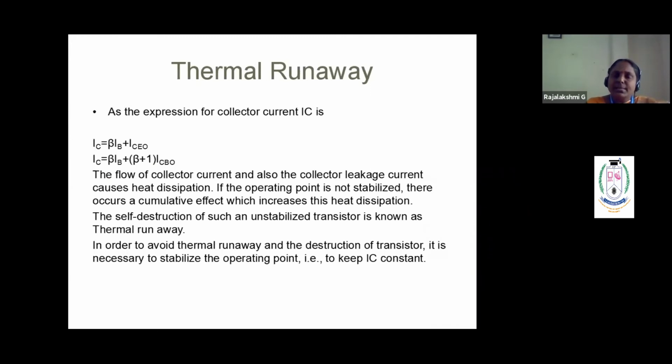So what will happen as temperature increases? The leakage current will also increase. When the leakage current increases, obviously the collector current will also increase. If ICBO is increasing, obviously IC will increase. If IC increases, temperature will increase. If temperature increases, again ICBO will increase. So it is a cumulative action, happening again and again. That is called the thermal runaway problem. It is the self-destruction of such an unstabilized transistor.